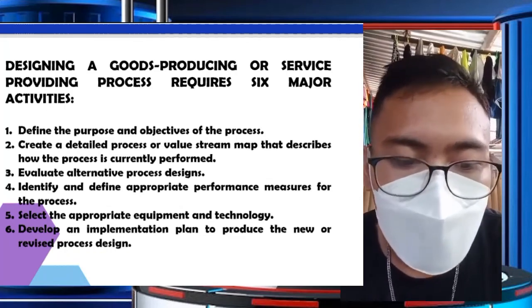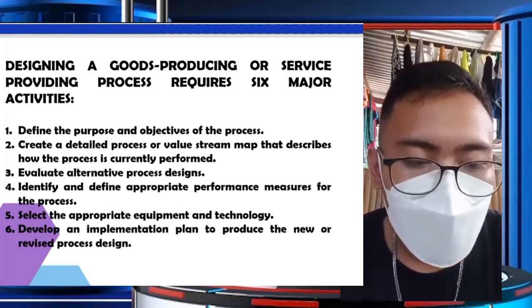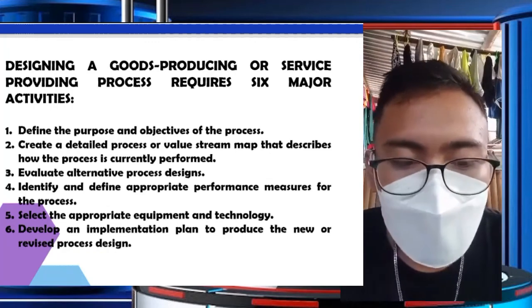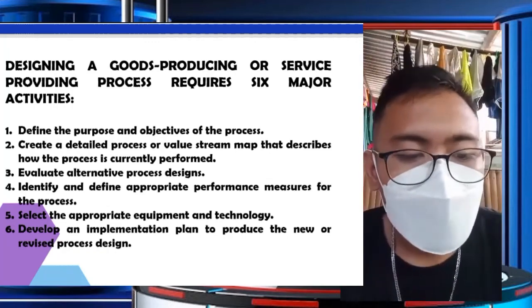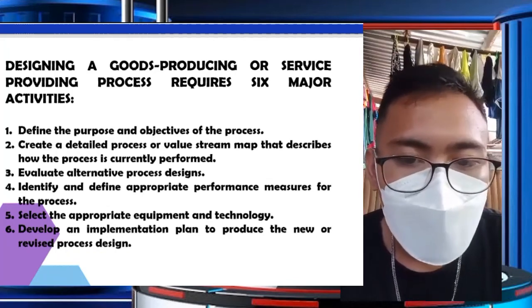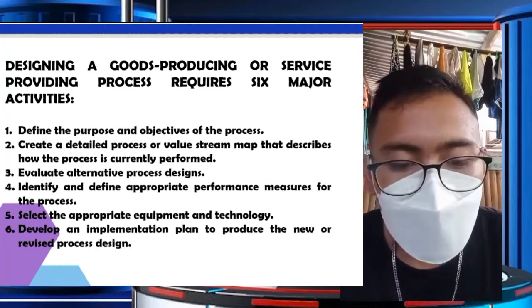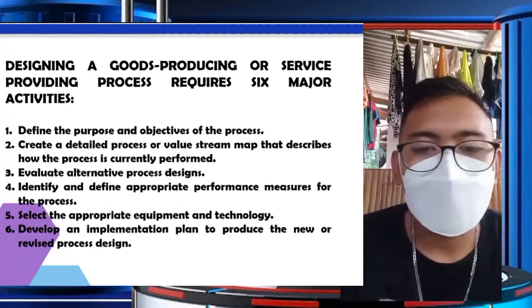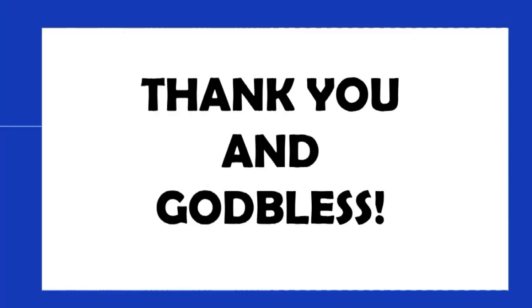Three, evaluate alternative process designs. Four, identify and define appropriate performance measures for the process. Five, select the appropriate equipment and technology. Six is develop an implementation plan to produce the new or revised process design. And that's all.